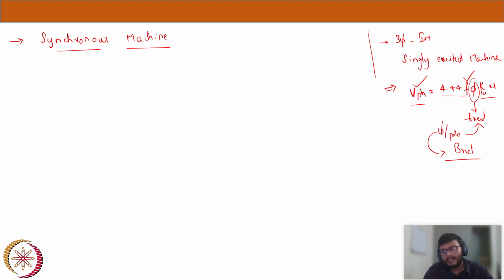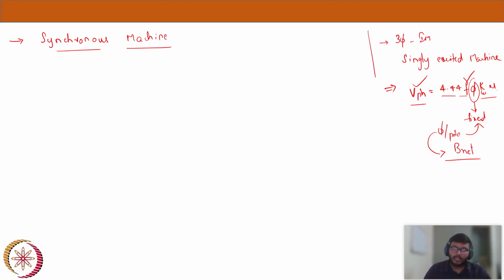So this is what we have discussed in the induction machine. The moment we fix the supply frequency and also the supply voltage, the level of my flux set up in the machine is fixed. As my flux per pole is fixed, eventually my B net will also remain constant no matter whatever load my machine is running at. That means from no load to full load, B net is also fixed.